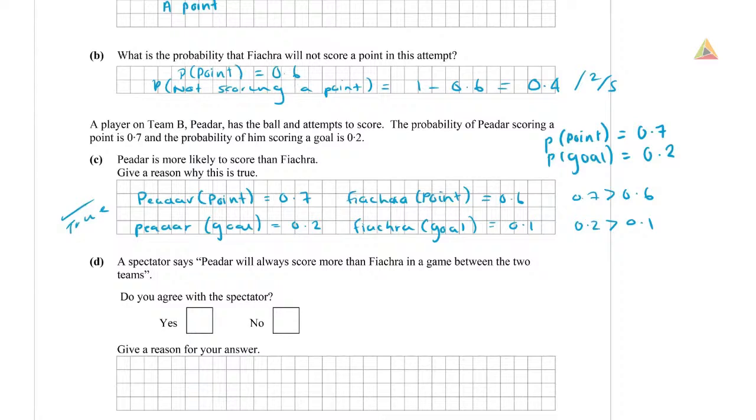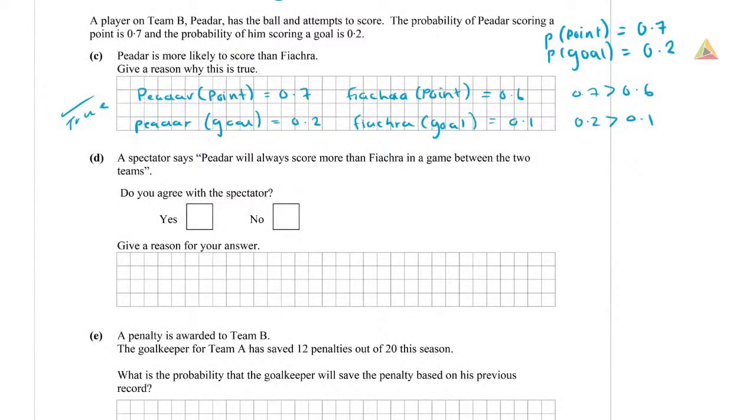So for part D, a spectator says Pather will always score more than Fiacra in a game between the two teams. Do you agree with the spectator? Now, the answer here should be no. And the reason being that the probability of Pather scoring is higher, but it doesn't mean that he will score or score more in any particular game. So we need to just write that in a sentence.